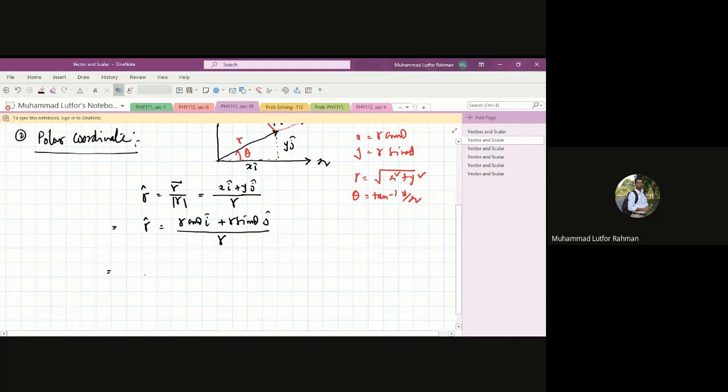Then your r hat would be cos theta i hat plus sin theta j hat. So this is your r hat vector. That's the unit vector in the case of the polar coordinate system. What about theta hat?